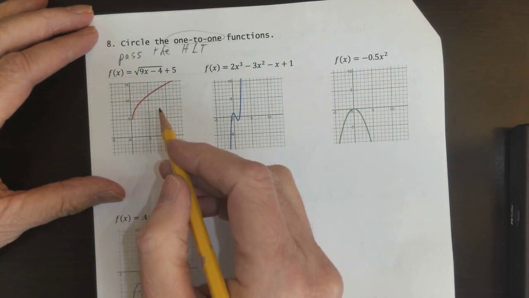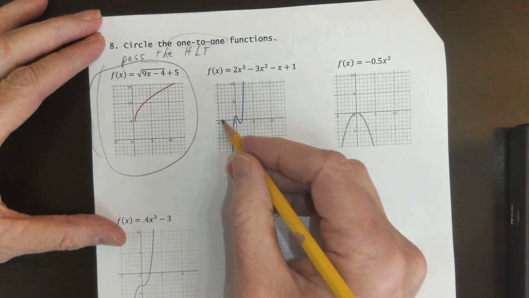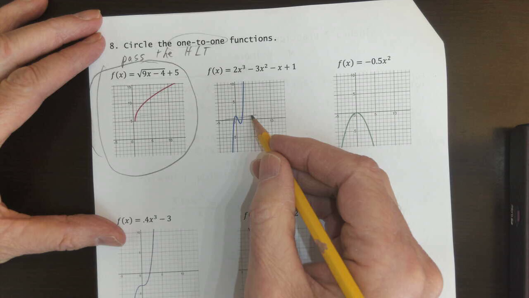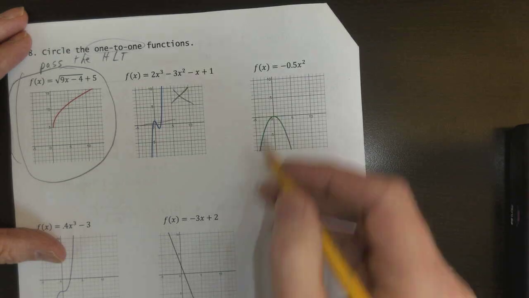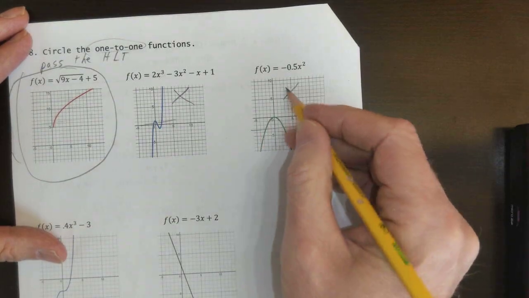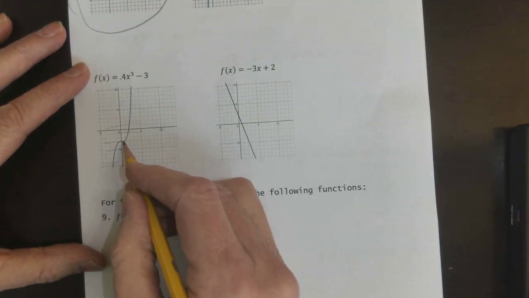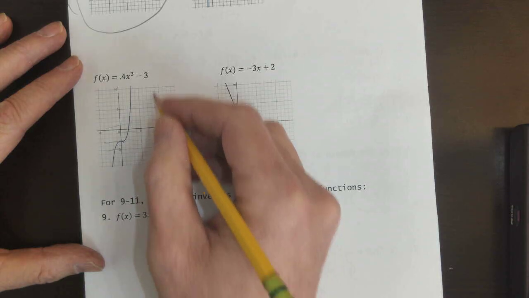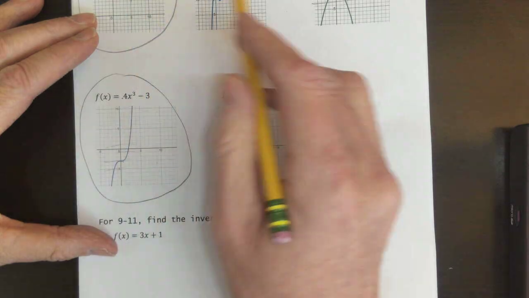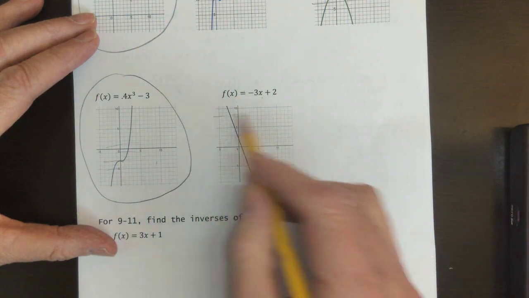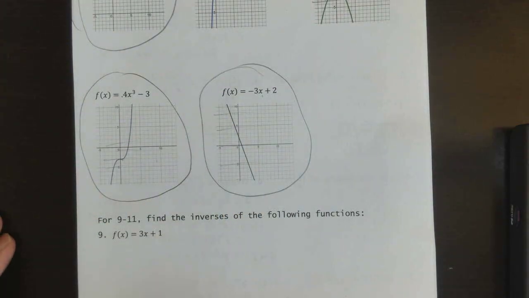This one passes the horizontal line test, so I'm going to circle it. Its inverse is a function. This one does not pass the horizontal line test, so that one doesn't pass. This one does not pass the horizontal line test. This one does pass, even right here it's passing the horizontal line test. So I'm going to circle this one. This is a one-to-one function, this is a one-to-one function. These two are not. This one, it definitely passes the horizontal line test. It is a one-to-one function.